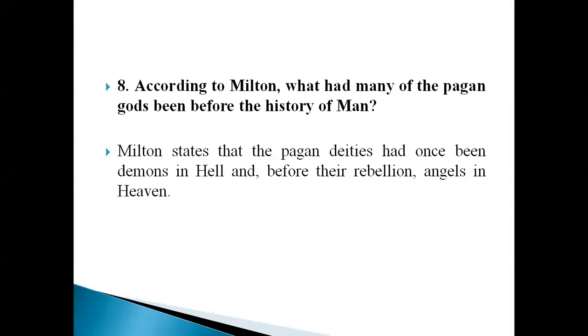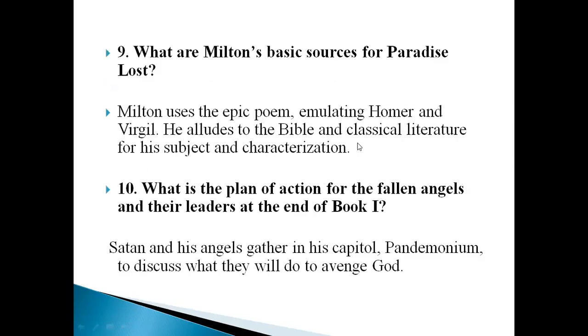According to Milton, what had many of the pagan gods been before the history of man? The answer is very simple. That means before he started the history of man, he began to discuss all the deities, especially the pagan deities. The pagan deities were the good angels once, and when they rebelled against God, they became fallen angels. That is the thing. I hope you have understood it, and it is okay.